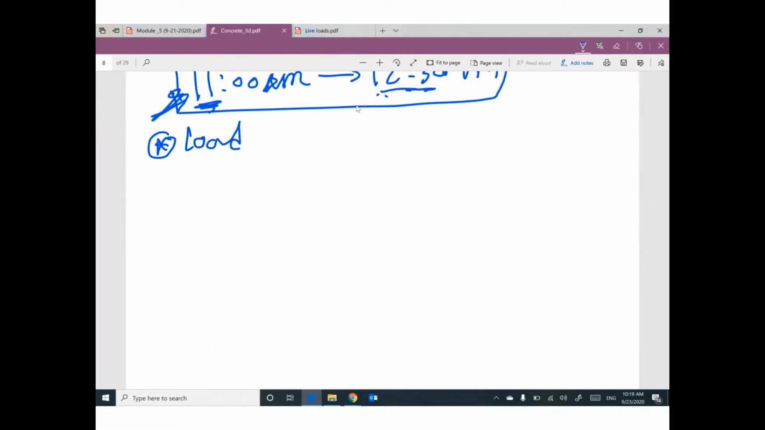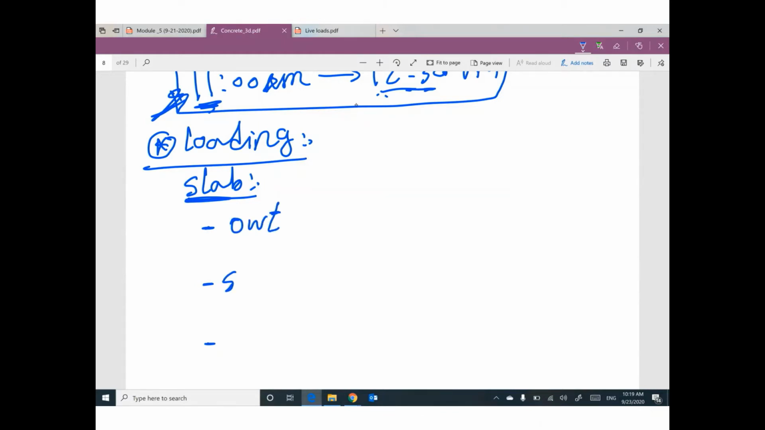Let's start with the slab. Anybody remember last meeting I told you we have 3 kinds of loading on a slab? The first one is own weight, the second one is superimposed dead load, the third one live load. On any slab, we have these 3 kinds. You need to figure out these 3.